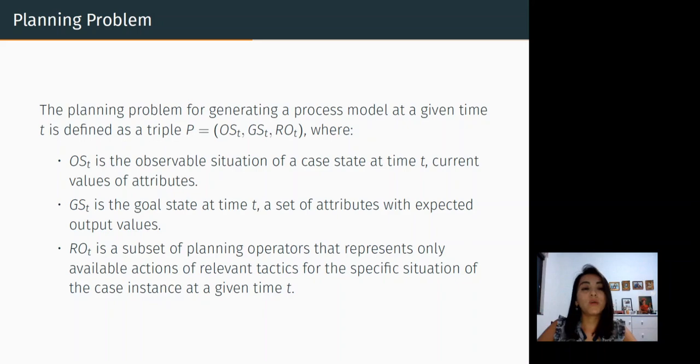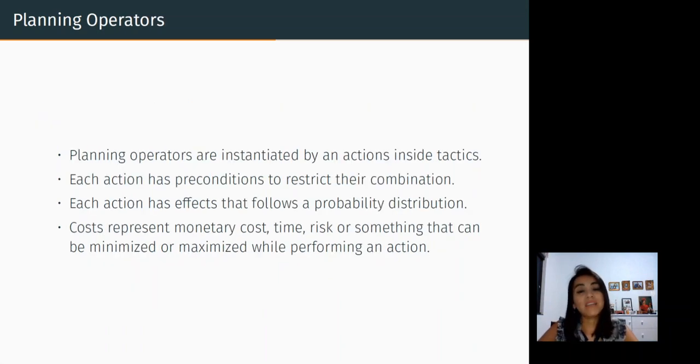With this element, we could define a planning problem, which basically we define as an observable situation, which are the current values of the attributes in the case artifacts, the goal state, which are the desired output of these attributes, and the relevant planning operators, which represent the available actions of relevant tactics according to the observed situation. The planning operators are instantiated by actions inside the tactics.